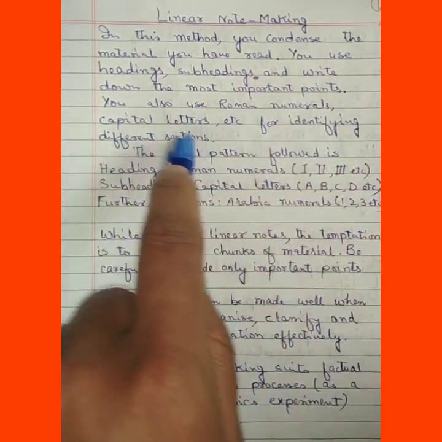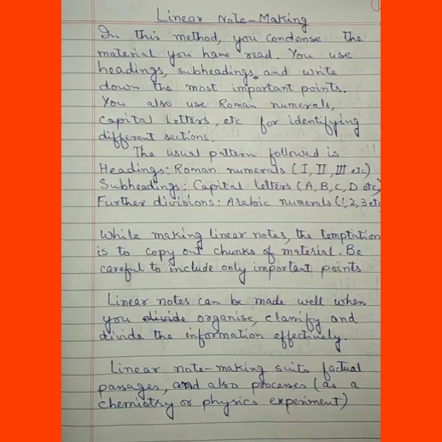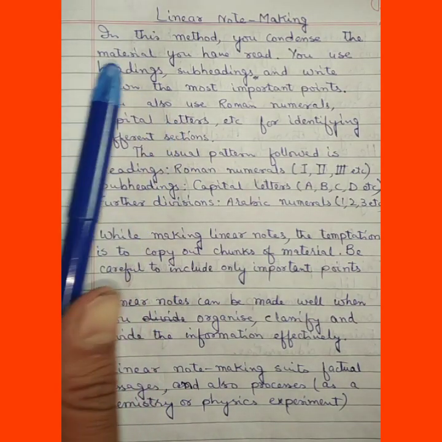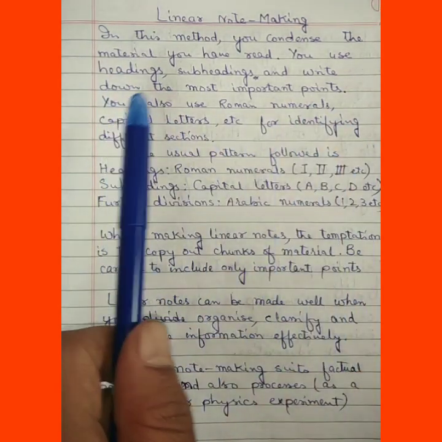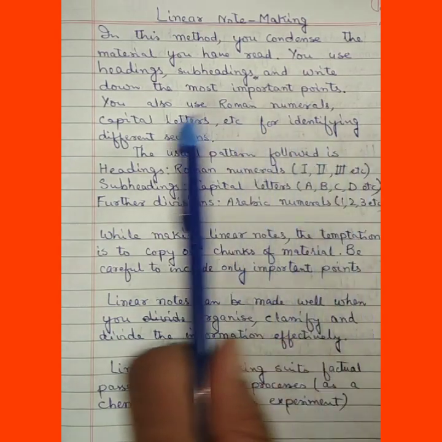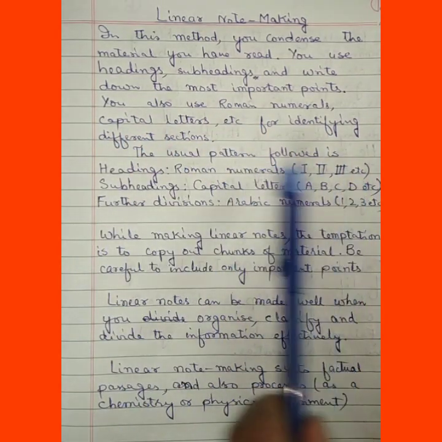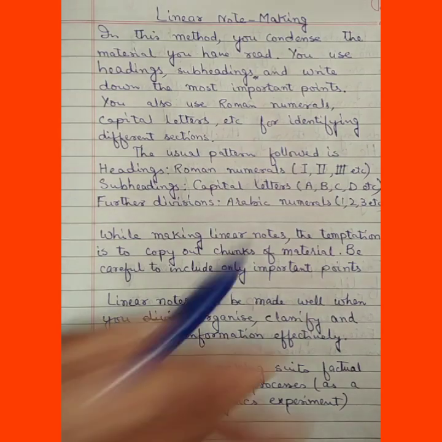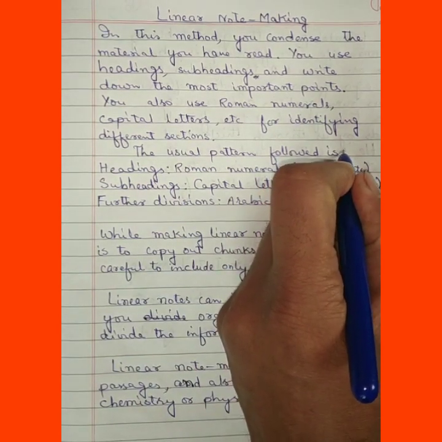To identify the different sections, headings and subheadings and other subdivisions, we utilize Roman numerals for headings, capital letters for subheadings, etc. Arabic numerals can also be used for identifying different sections. This is the usual pattern that we follow.